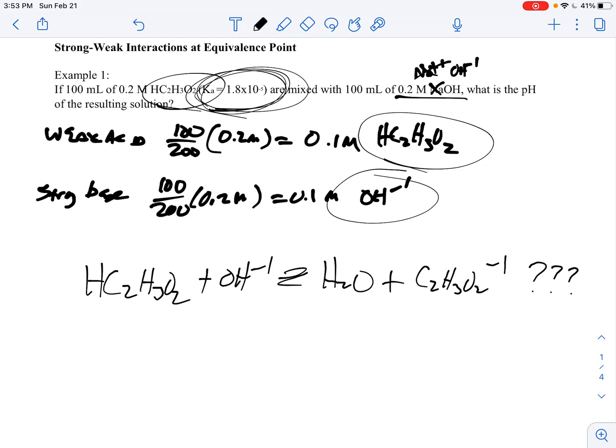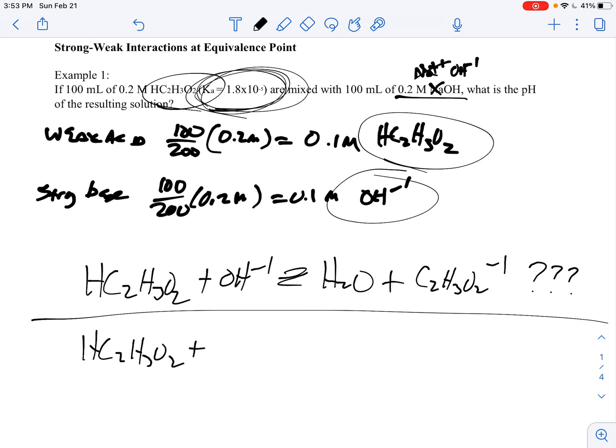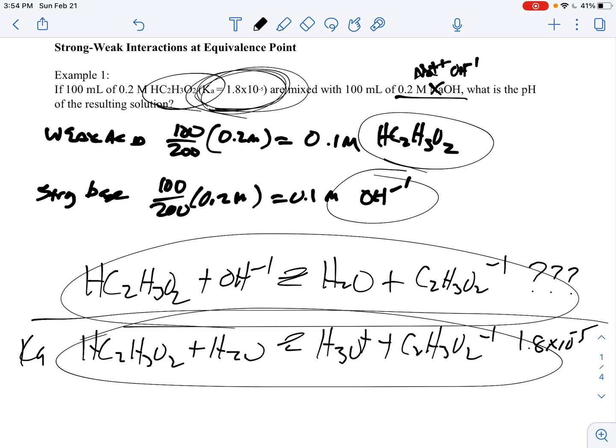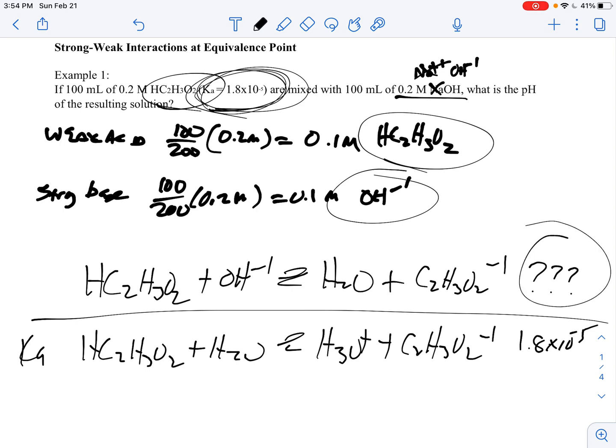Now, we can get it if we're so interested. What we can do is we can do Ka, which would be HC2H3O2 plus water, comes over here to form H3O positive and C2H3O2 negative. That would be a 1.8 times 10 to the negative fifth because it is in the proper Ka format. But please note that this equation that we've written here and this equation that we've written here, while similar to each other, are not the same. So I want to do math with this equation here, and I don't have a number for it.